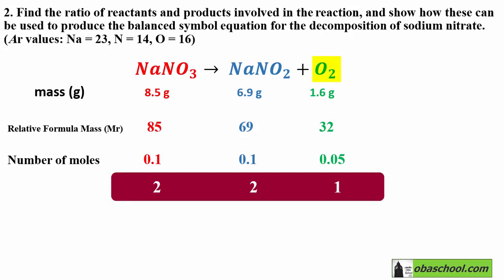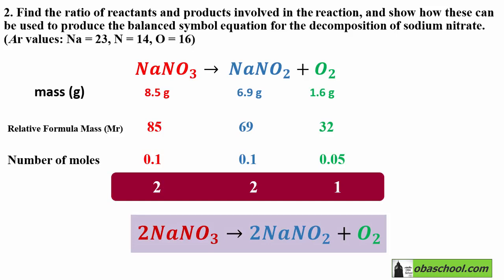So for every 1 mole of oxygen gas to be produced, 2 moles of sodium nitrite will be produced, and 2 moles of sodium nitrate will react. So this is the simplest ratio. And thus, the balanced equation for this reaction is 2NaNO3 will produce 2NaNO2 plus O2. When we don't write the number over here, this means that it's equal to 1. So this is how we will use the masses of reactants and products to balance a chemical equation.